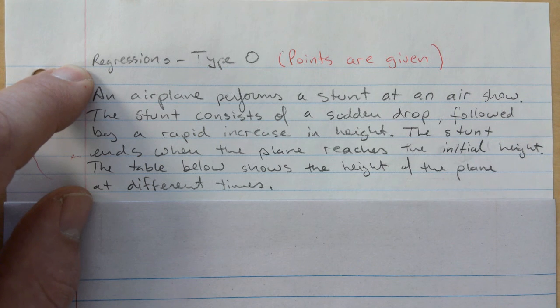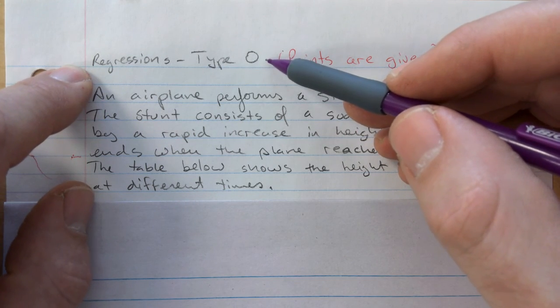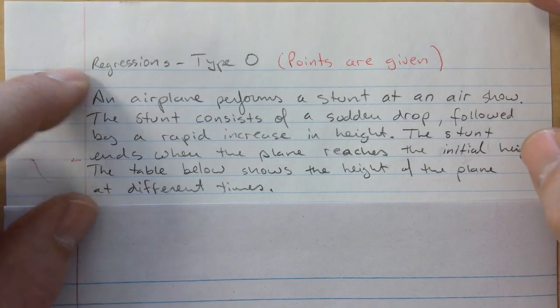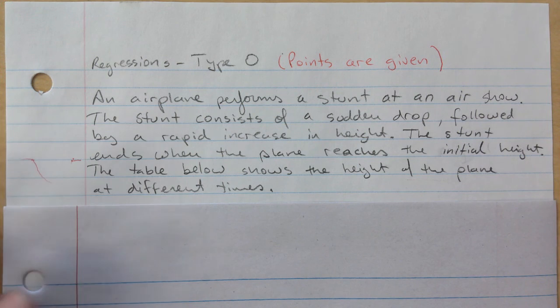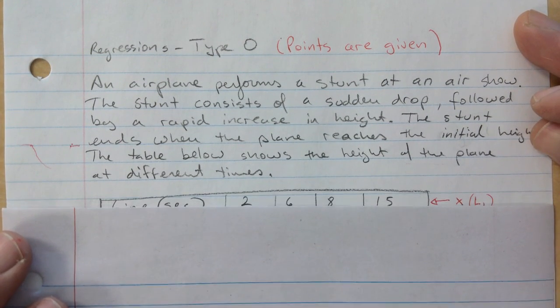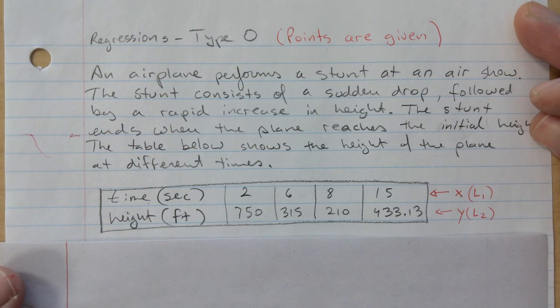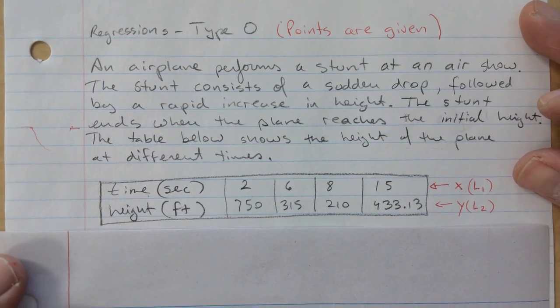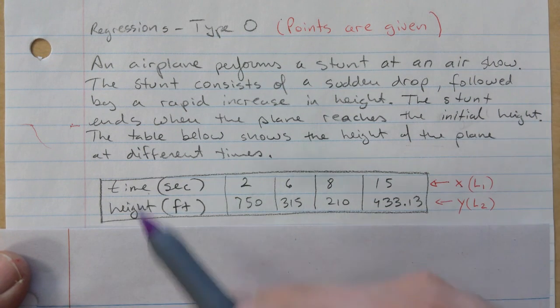But all my handouts were 1, 2, 3 already, and type 0 I introduced after. And so it just made it easier to just introduce type 0. So that's like our ground 0, our starting types of questions, right? And that's where points are given, okay? So these are the points in this particular scenario, right? You have time and height.